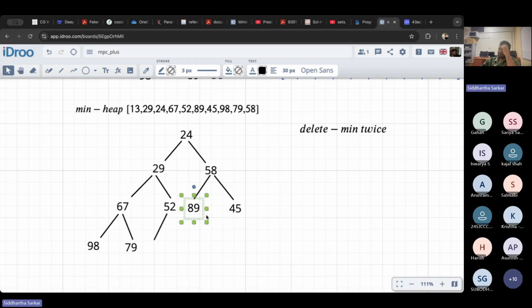But does it really matter? I don't think it really matters because the list representation may remain the same, isn't it? Or maybe not. So the list representation may not remain the same. It could give a different list representation.